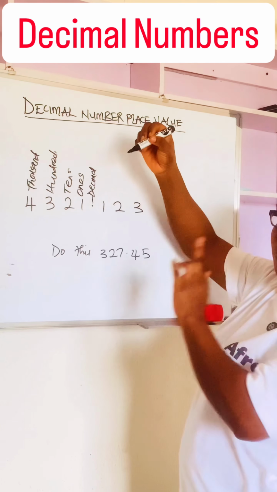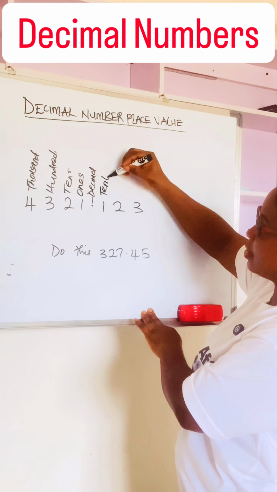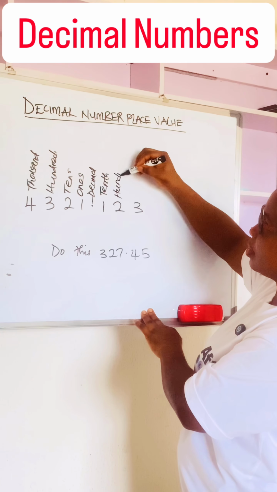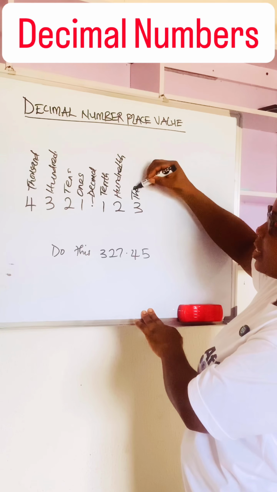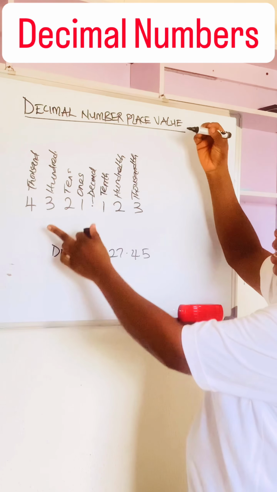You know, after the decimal point, the next place value there is the tenths. The next one is hundredths. And the next one is thousandths. You need to know the difference. So these are the place values.